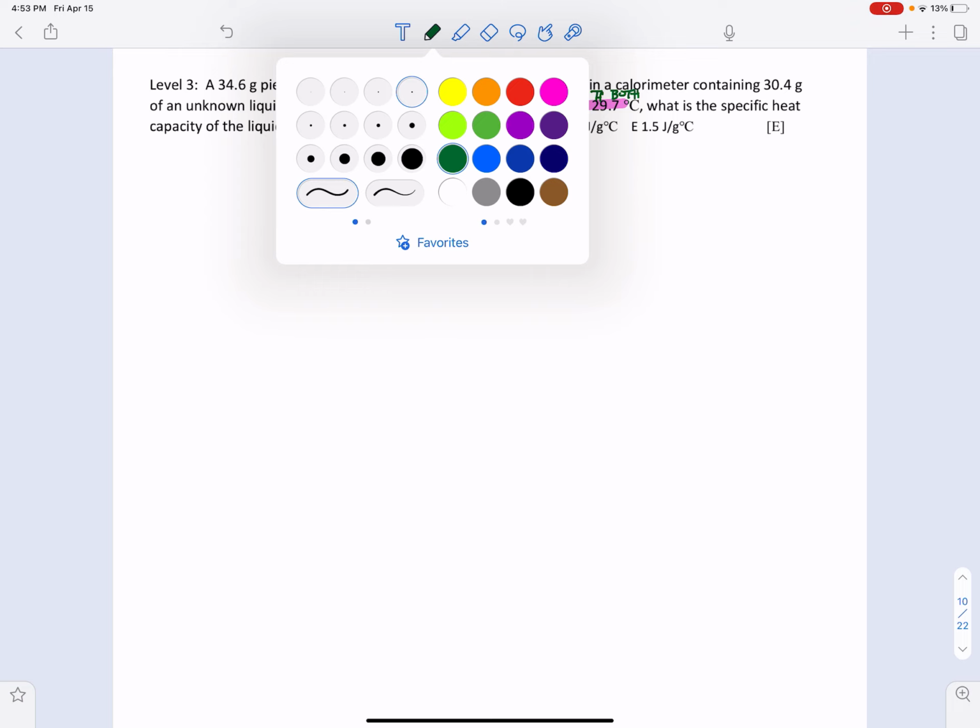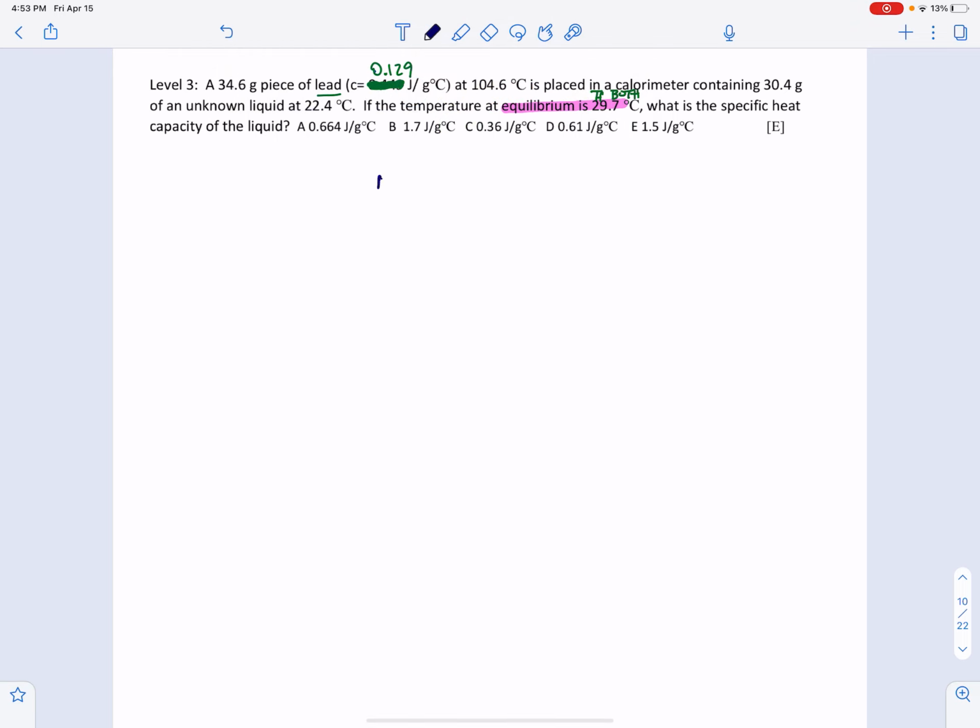All right, so in this problem, we're going to say our negative Q is equal to our positive Q. And this is going to be the hot one, and then that's going to be the cold thing. So I'm looking through, here's a temperature, and here's another temperature. And you can tell this is the one that's over boiling, and it's going down to that value. So that's going to be the hot one. You can tell this is lower, and that one's getting warmer. So this side is going to be the lead, and the right side is going to be the unknown liquid.